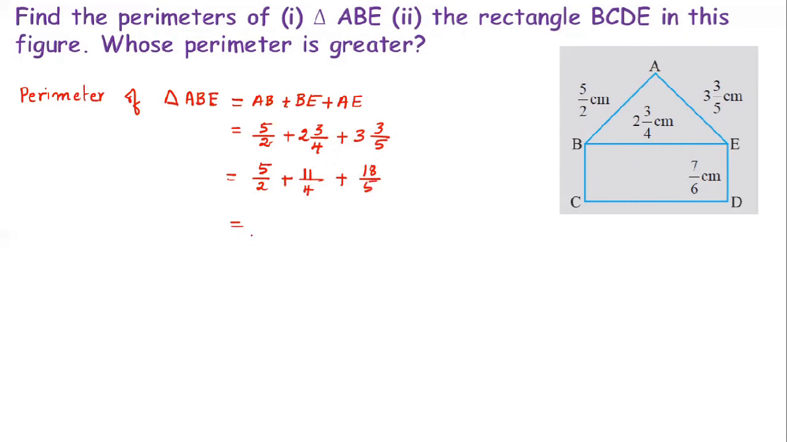Now 5/2, 11/4, 18/5. Denominators are not equal, so you have to find the LCM to make the denominators equal. LCM of 2, 4 and 5. If you are adding more than 2 fractions, add all the fractions together. Take the LCM of all the denominators together. That will be easiest for you. 2 1s are 2, 2 2s are 4, then 5.